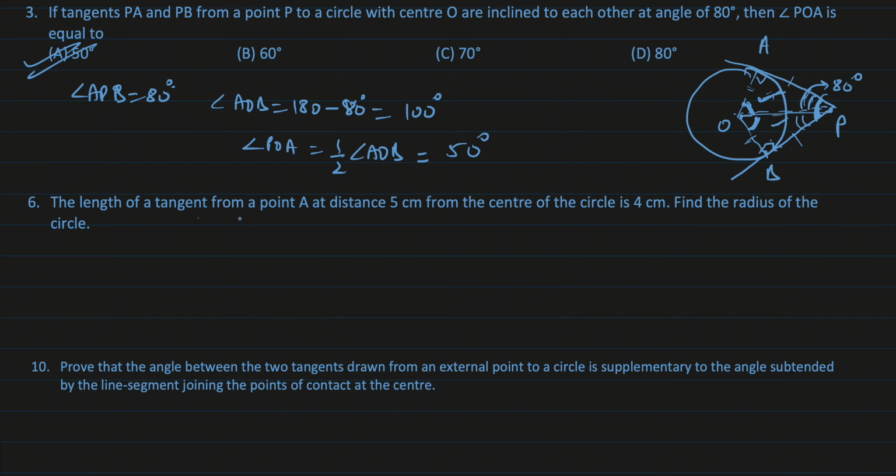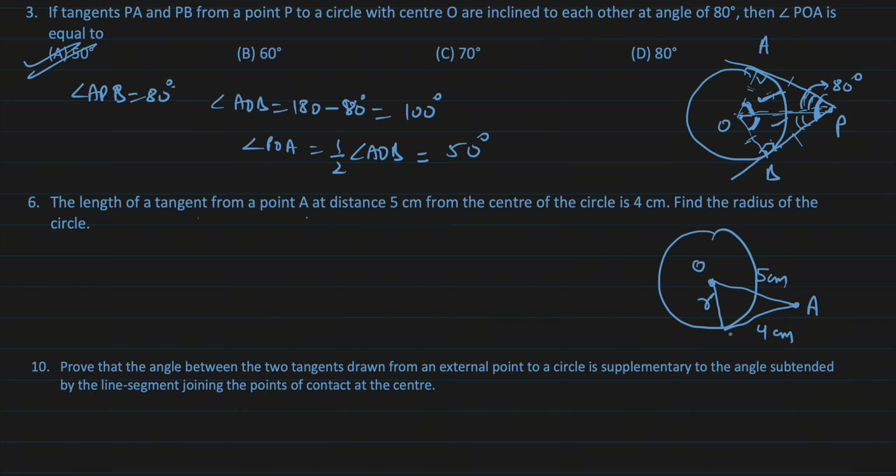Now, the length of a tangent from a point A at a distance 5 from center. Now what is given? That there is a point A. This point A is how far from the center? 5 centimeter from the center. And the tangent that we have taken is 4 centimeter. You need to find the radius again.